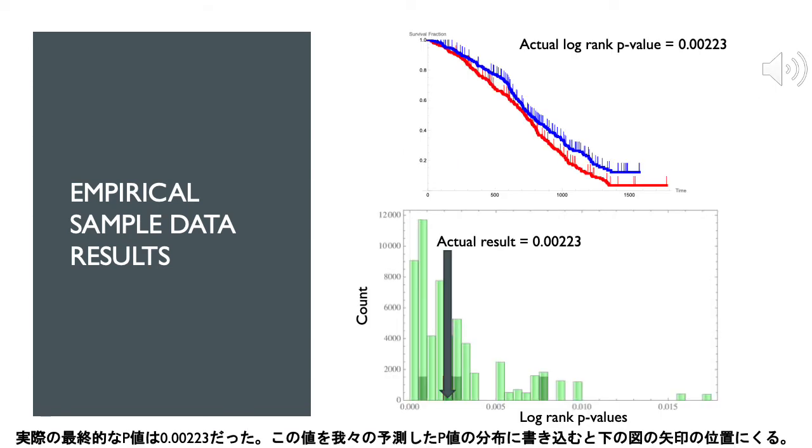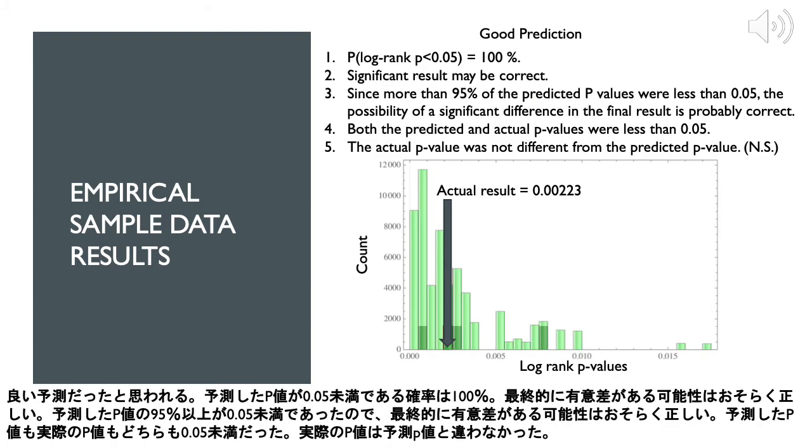Now, the actual final p-value was 0.00223. If we draw this value into the distribution of our predicted p-value, it will be at the position of the arrow in the figure below. It seems to be a good prediction. The probability that the predicted p-value is less than 0.05 is 100%. The possibility of a significant difference in the final results is probably correct, since more than 95% of the predicted p-values were less than 0.05.